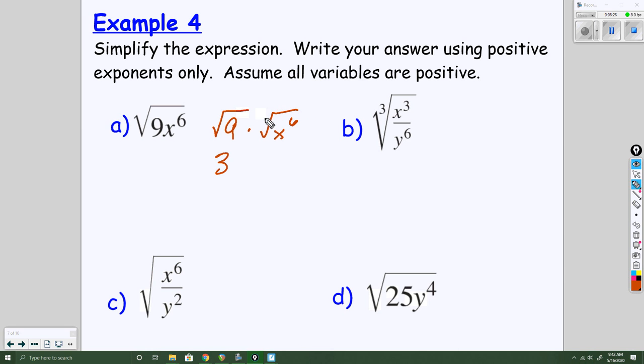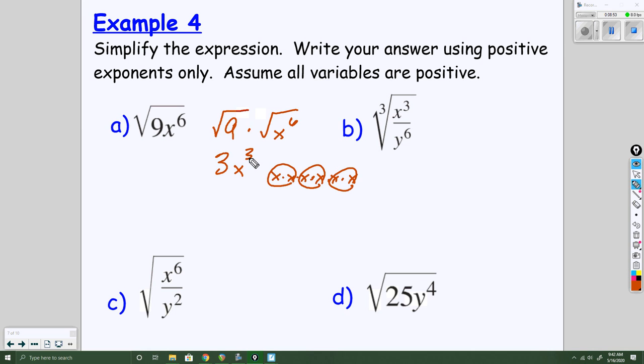All right, so remember the index is 2. So what we're really looking for is how many pairs of x's could we take out. Now x to the 6th is literally x multiplying 6 times. So when we're thinking about how many pairs come out, that's 3 pairs. So x times x times x, or x cubed.